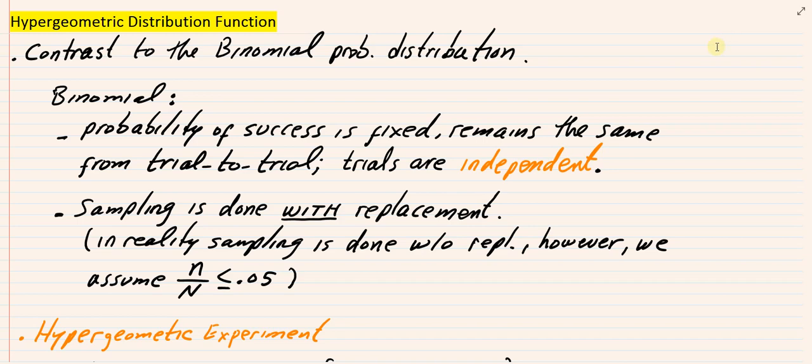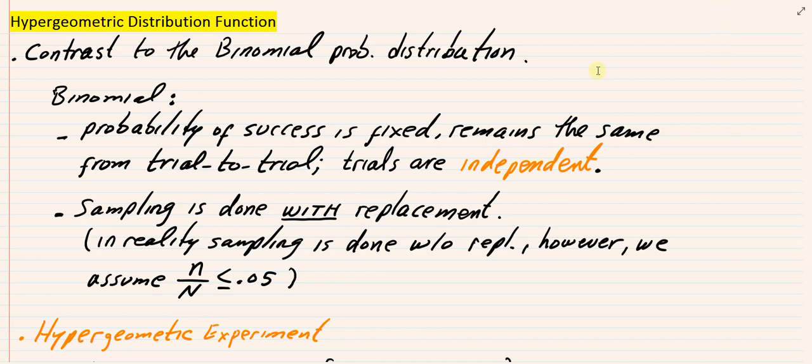In this video, we're going to show you how to find the mean and the variance of the hypergeometric probability distribution function. Just before we get into that, I'd like to contrast the binomial probability distribution to that of the hypergeometric probability distribution. Perhaps in another video I will show you how, under certain assumptions, the binomial probability distribution is the limiting distribution of the hypergeometric distribution.